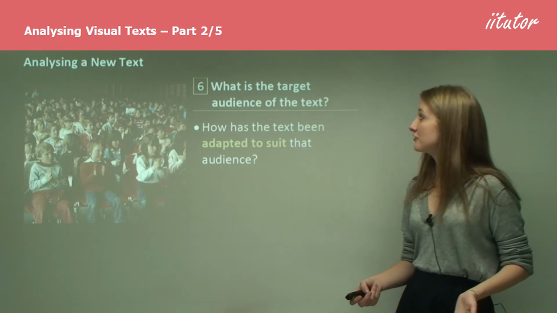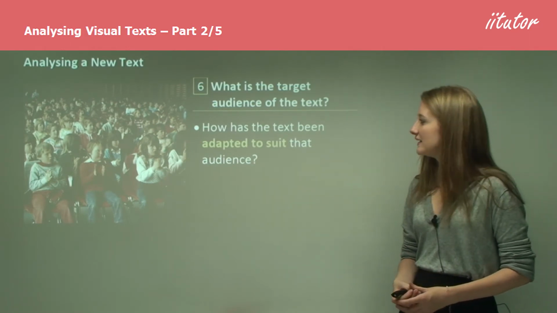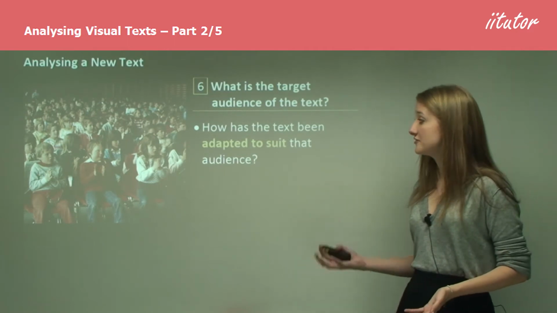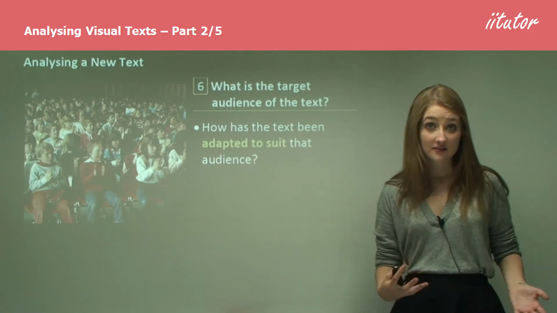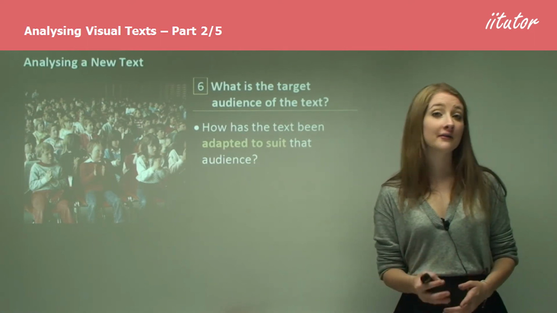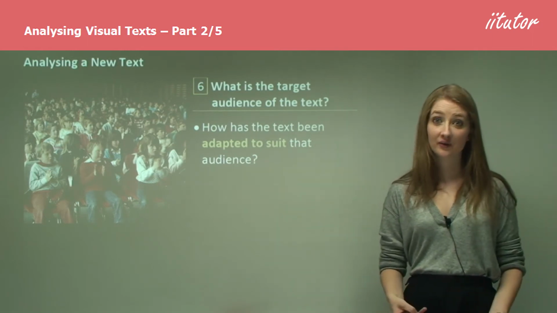Sixth, you must ask yourself, what is the target audience of the text? Now, you must ask yourself, how has the text been adapted to suit that audience? So if it's aimed at little kids, what's the different sort of colouring, language, shapes, sizes that are being used to appeal to that audience?